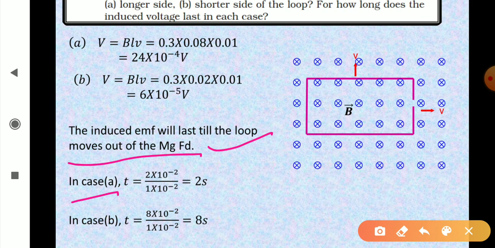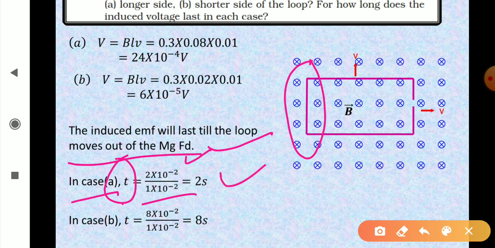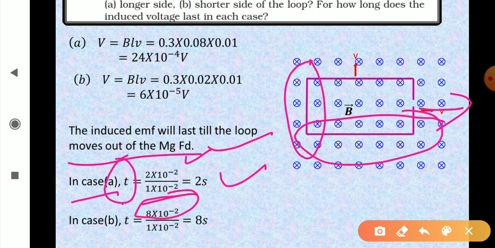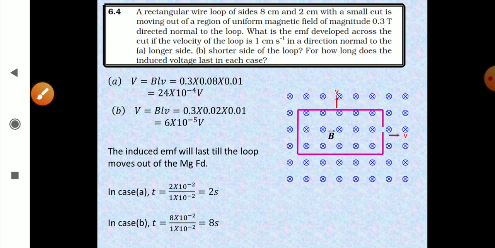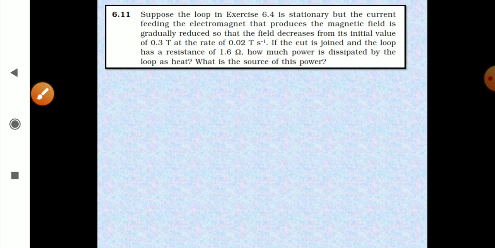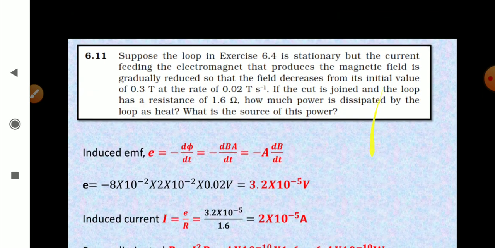So for case A, the time taken will be equal to length. This is the length, 2 centimeter. 2 into 10 to the power minus 2 upon velocity 1 into 10 to the power minus 2, that is 2 seconds. In this case, you have a longer length to pass through. It is 8 centimeter. So 8 centimeter upon 1 centimeter per second, that is 8 seconds. So a very interesting problem. See, the next problem is based on this only.